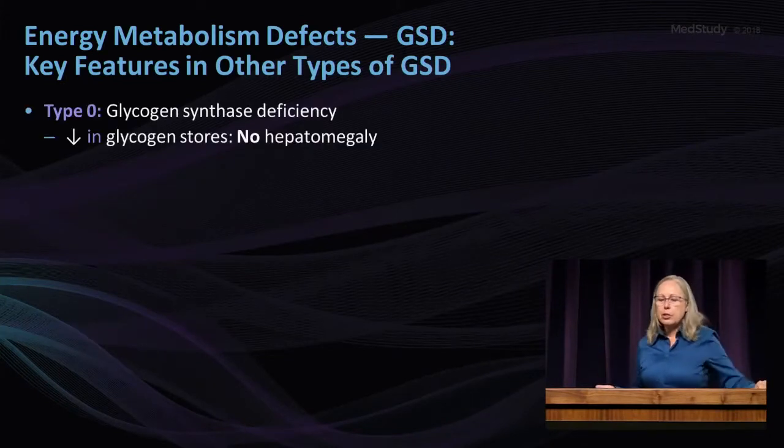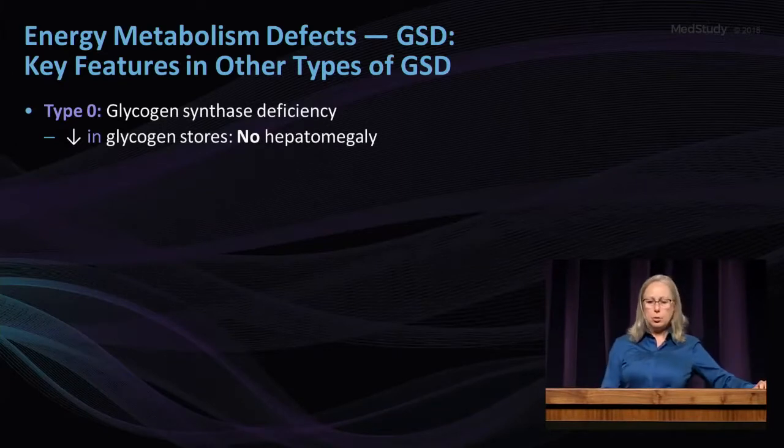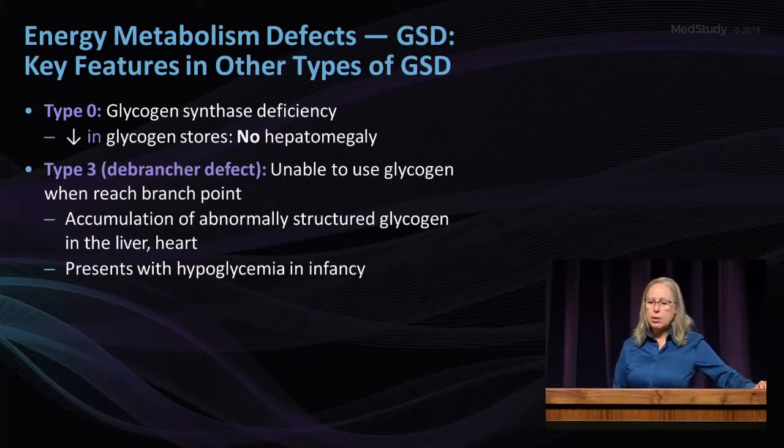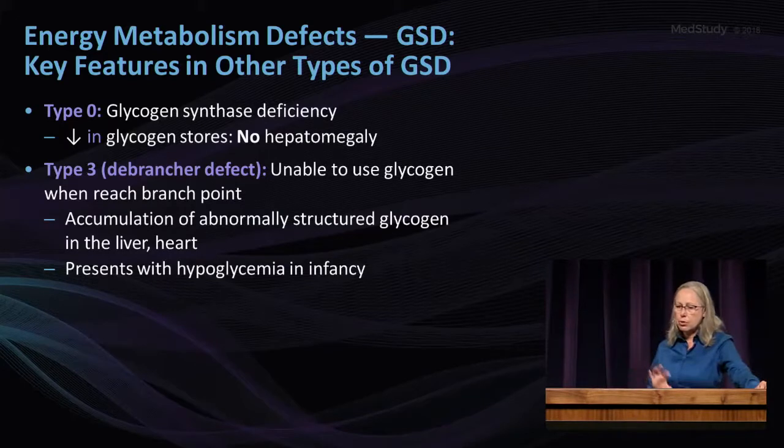So other key features: if you've got type 0, you will not have the hepatomegaly because you have no glycogen stores. Type 3, the debrancher enzyme, you're unable to use the glycogen when it reaches that branch point. So again, looks like GSD type 1.